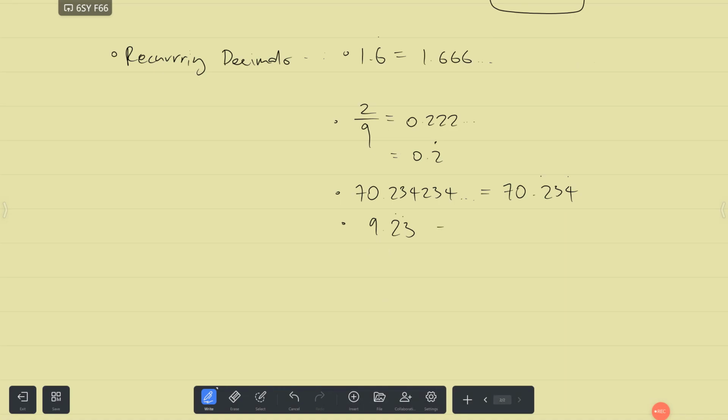So another example would be like 9.23 recurring. How would you write this as a decimal? Well, it's just 9.2323 recurring all the way to the end. So when we look at recurring decimals, first of all, it is recurring. When something is recurring, basically they have a pattern in how the numbers appear.